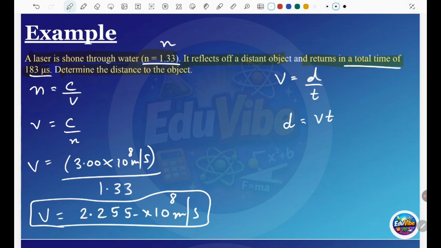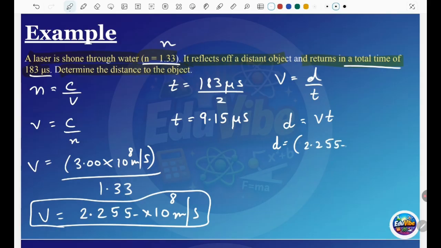But we want only the one-way time. So for the one-way time, we take 183 microseconds and divide this by 2. We will get about 9.15 microseconds. So in this we have v = 2.255 × 10^8 meters per second. Time is 9.15 multiplied by micro, which has the value of 10^-6.